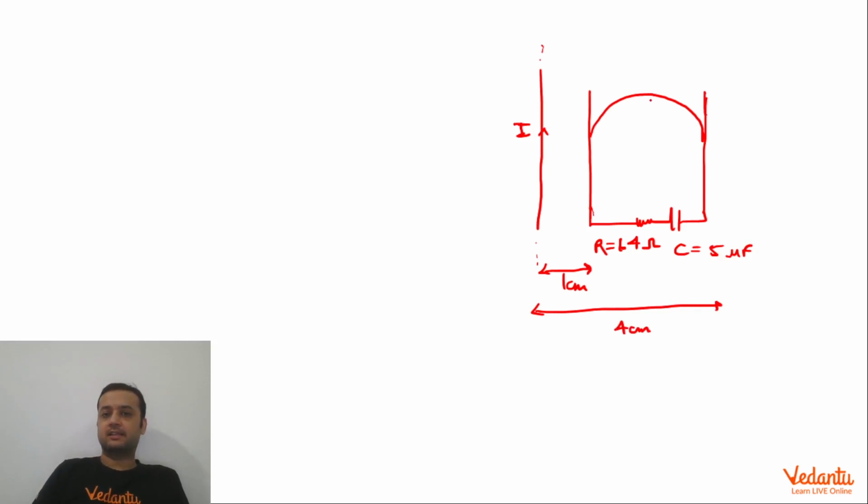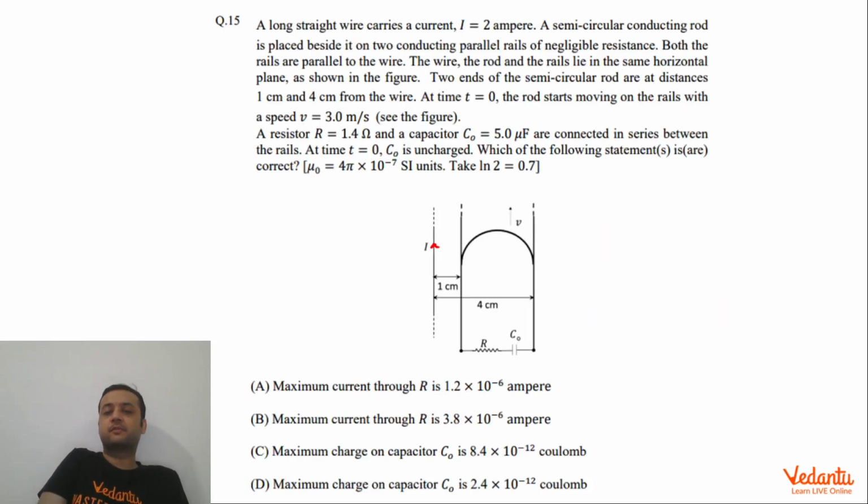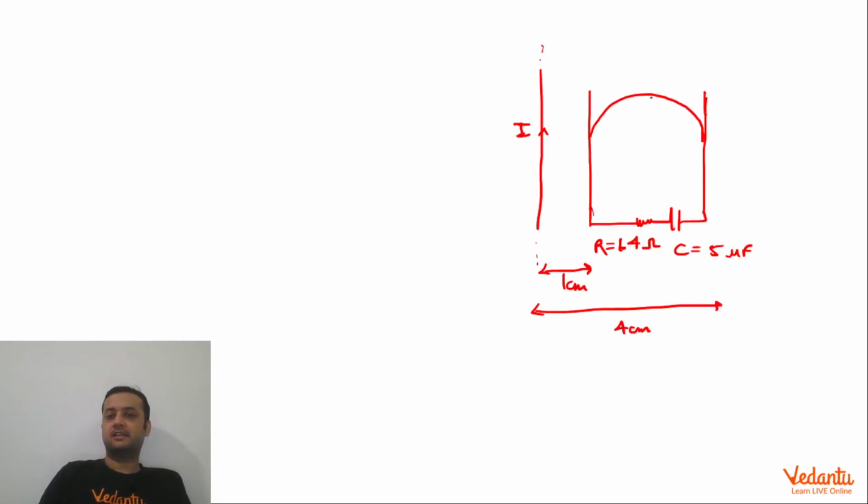Now it's said that the wire, this semicircular wire, starts moving at a speed of 3 meter per second. So we have to find the maximum current in the loop, that means maximum current in this circuit, and the maximum charge on the capacitor. This is the question. Now let's first find, suppose at any instant the velocity is v, किसी instant पे velocity v है.